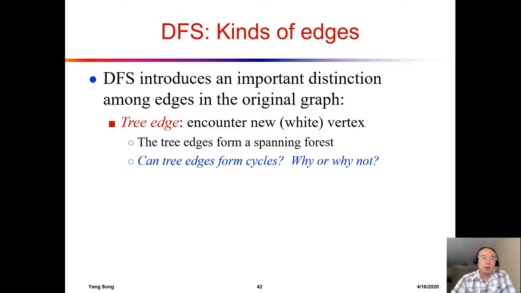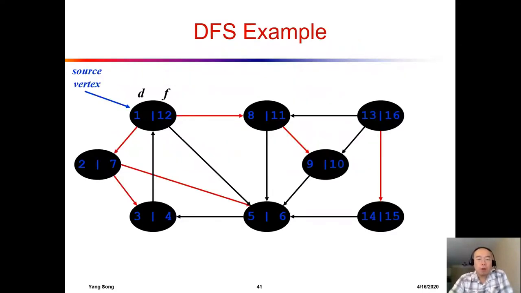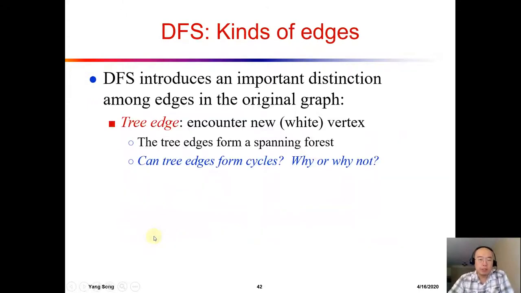Okay, let's continue. After seeing how the DFS works, the next part is we want to discuss different types of edges. Of course, we know that if we follow all the red edges in this example, we get a tree or multiple trees as a forest, right? So if we only keep all the red edges and throw all the remaining edges away, then we have the tree or the forest. Okay, so those are the tree edges.